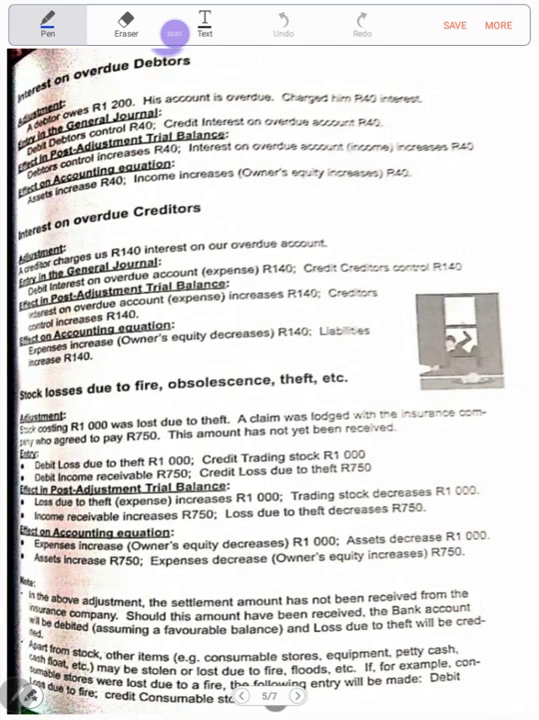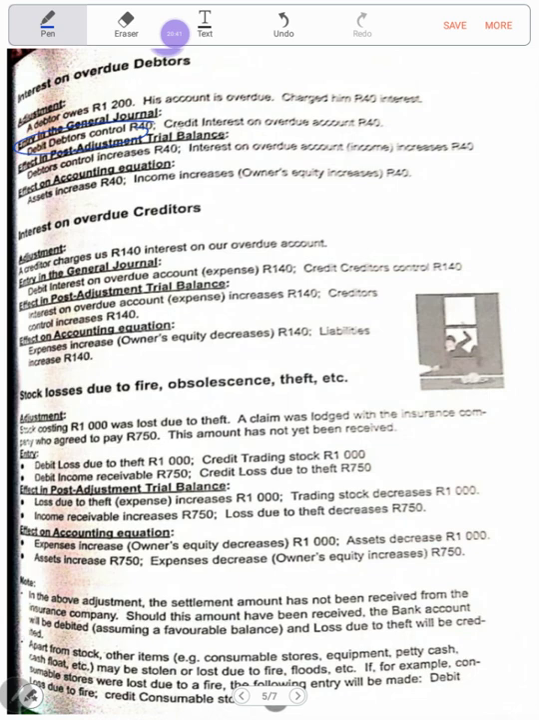Then we have interest on overdue debtors. Remember, interest on overdue debtors is almost like we are punishing them for not paying us on time. We are charging them interest. Remember, when we charge them more money or interest, they now owe us more. So debtors control will increase. Our debtors are increasing with us. Assets increase on the debit side. And then interest on overdue account is an income to the business.